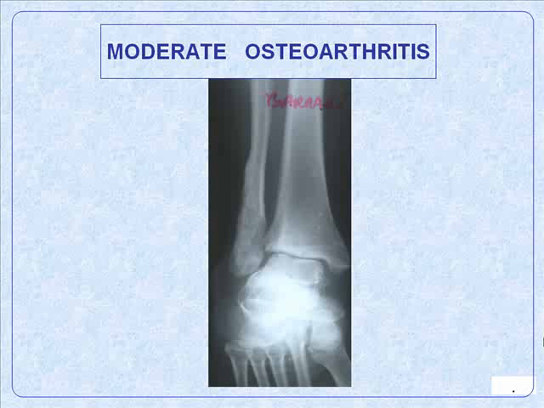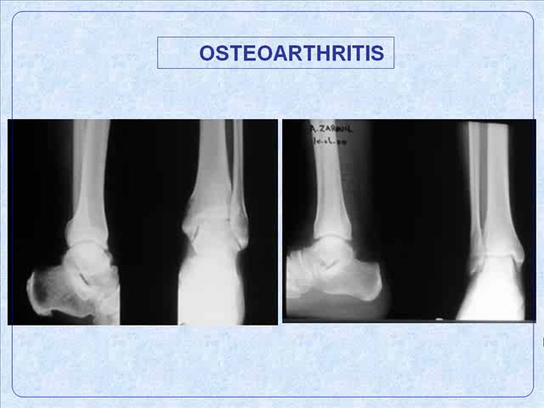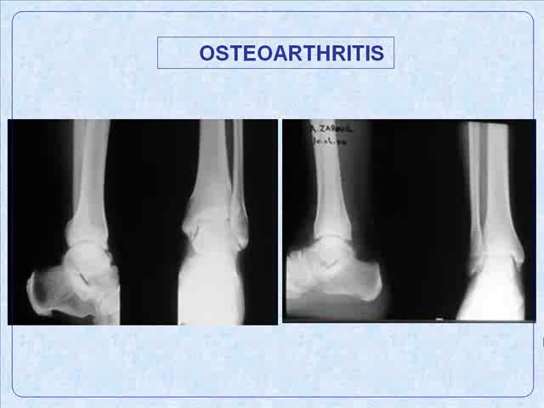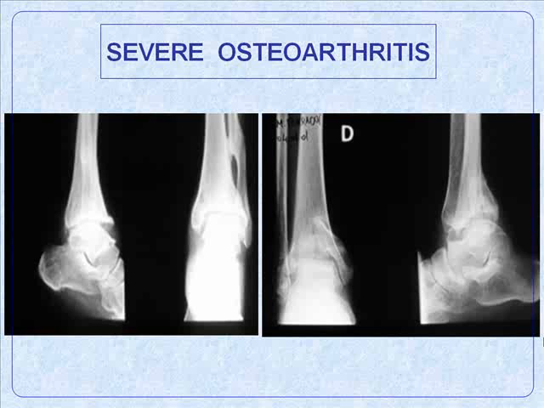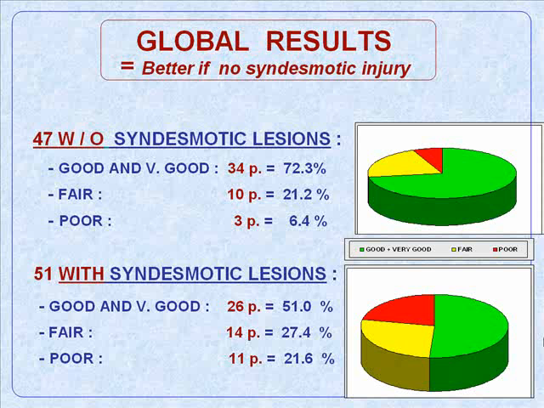Some complications. This is just a moderate osteoarthritis, and a more severe osteoarthritis when we have a syndesmotic lesion on the trimalleolar fracture. Sometimes we have to treat a patient with arthrodesis, and these are our global results.